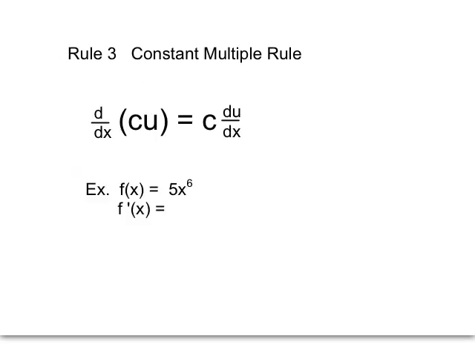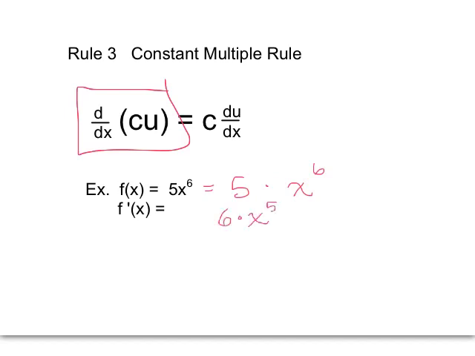Constant multiple rule simply means if you have a coefficient to begin with, it just gets multiplied times the derivative of the other part. So you could think of this as 5 times x to the 6th. And we just talked about how to do the derivative of x to the 6th. So you throw the 6 out front. Okay, so the 6 gets thrown out front, the base stays the same, you reduce the exponent by 1. However, the 5 is still there.